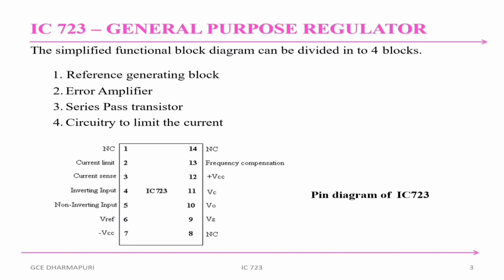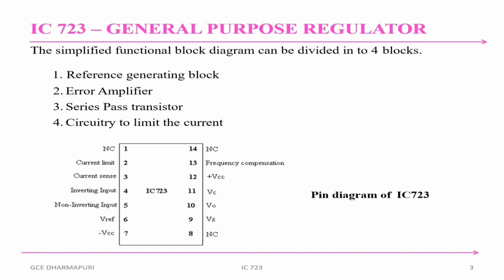So this is the pin diagram of IC 723. First pin is no connection. Second pin is current limit. Third pin is current sense. Fourth pin is inverting input. Fifth pin is non-inverting input. Sixth pin is V reference. Seventh pin is minus VCC. And eighth pin is no connection.